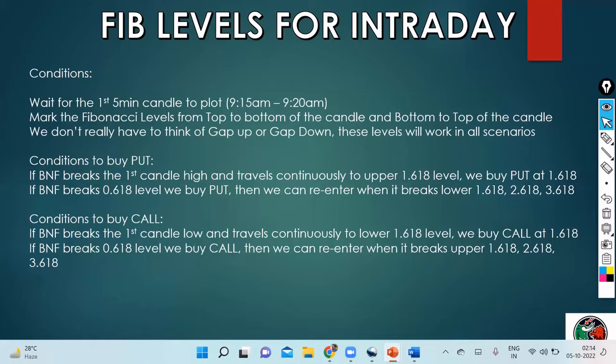Now, what are the conditions to buy call? If Bank Nifty breaks the first candle low and travels continuously to the lower level of 1.618, that is where we will initiate our call buy, so that is at 1.618. And if that condition is not met and Bank Nifty is trading below 0.618, which is in the bearish zone, and if you see a candle that closes above 0.618 and enters the bullish zone, that is where you will go and buy the call option. So these are the conditions we need to keep in mind, so make a note of it.